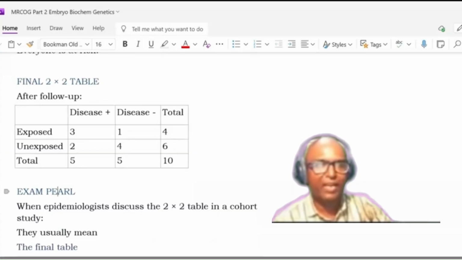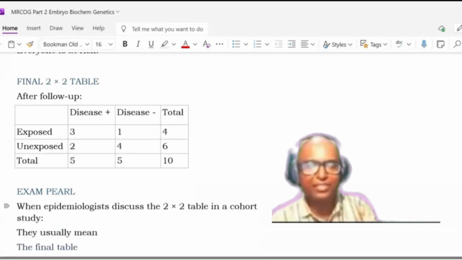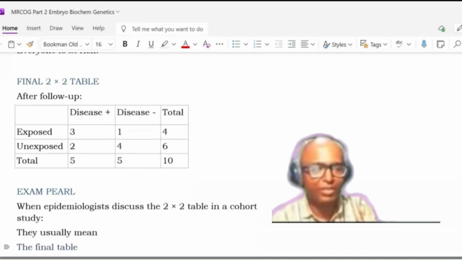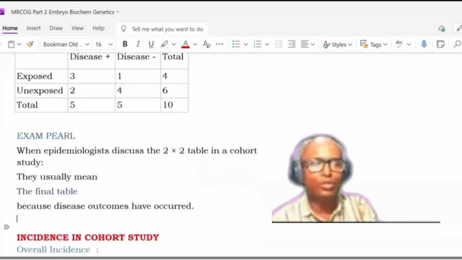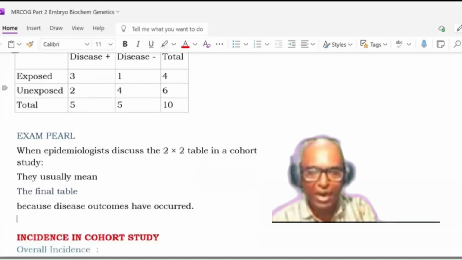So that is what has happened, and this is the total disease. This is the total healthy or non-disease population. So this is actually going to be the 2 by 2 table at the end of the study. So when epidemiology discusses the 2 by 2 table in a course, that usually means the final table, because disease outcomes have occurred by this time.